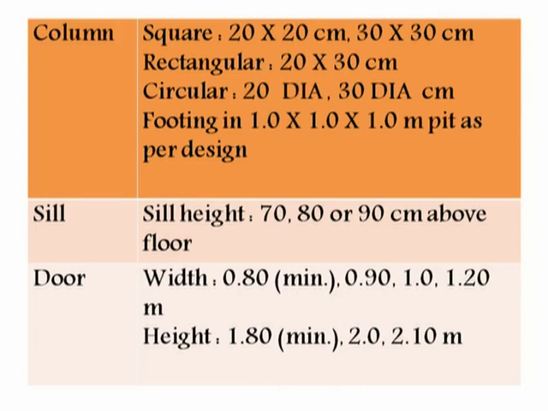Then is the sill. The normal sill height is 70 centimeter, 80 centimeter or 90 centimeter above the floor. Sill is the bottom of the window. This bottom of the window is kept 70, 80 or 90 centimeter above the floor.